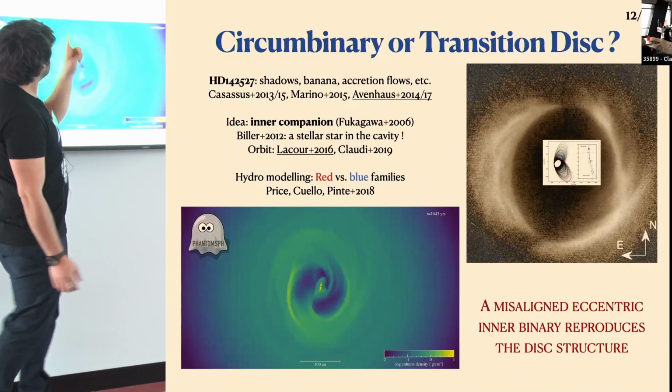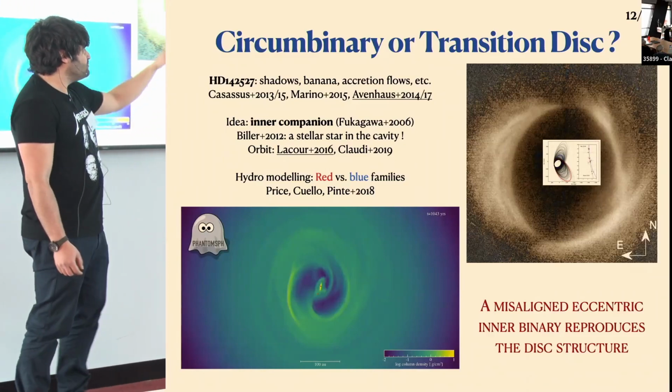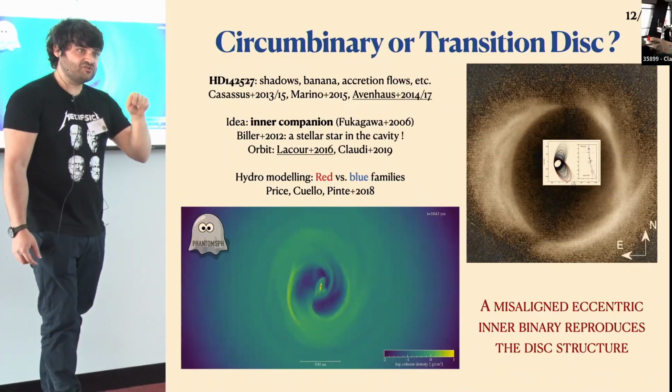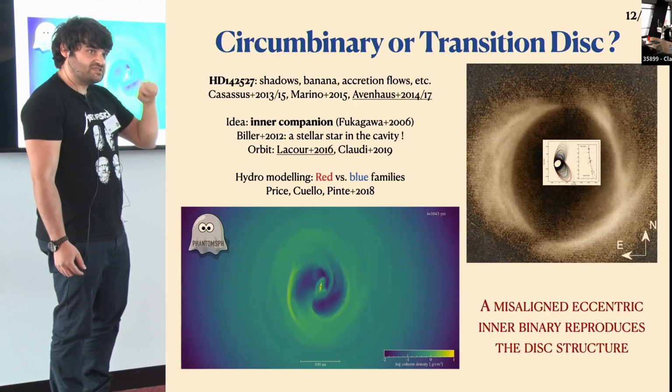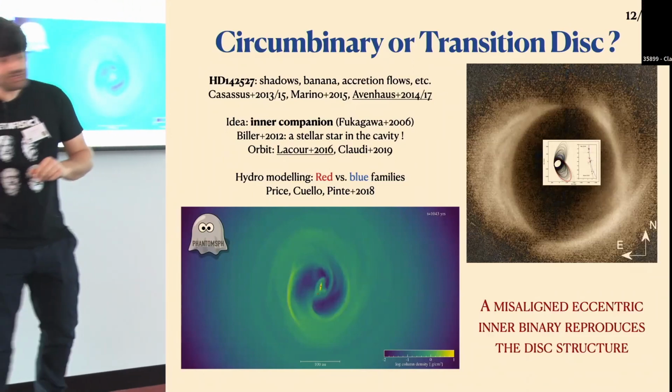And actually, it was proposed by Fukagawa many years ago, almost 20 years ago, that perhaps there was an inner companion in there messing around. And that stellar companion was later found and started to be characterized. So this is what you see if we zoom in inside.